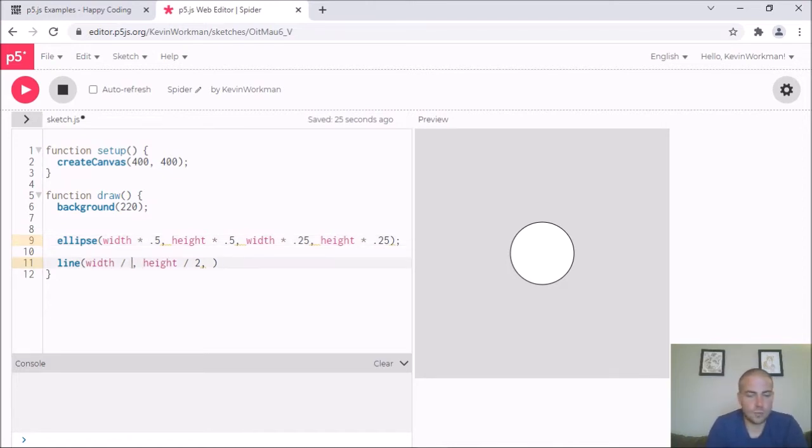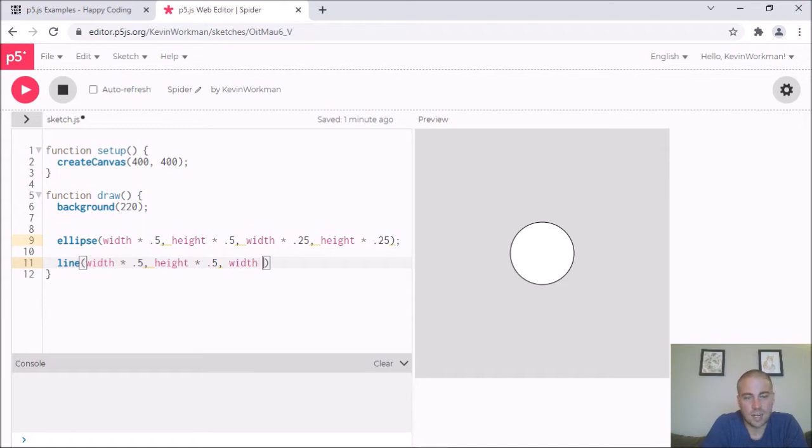Anyway, so I'm going to maybe change this to width times 0.5, height times 0.5. So that's, like I said, the point right in the middle. And now I want the line to go from the center to like the upper left corner. I guess I should do it this way, because that's the upper left for you, right? Whatever, we'll figure it out.